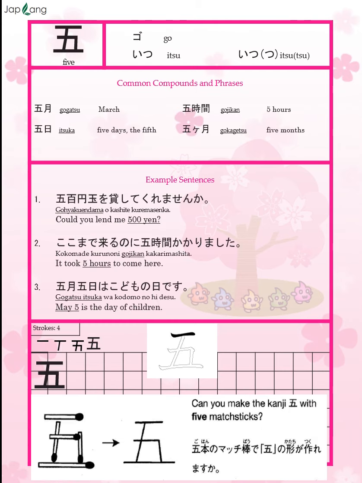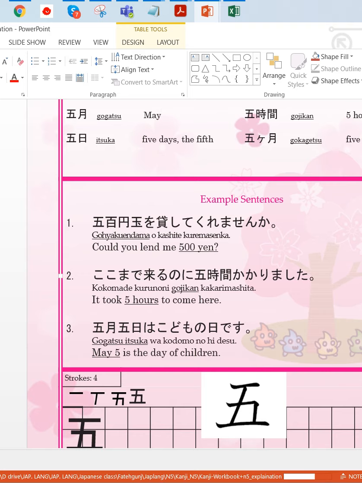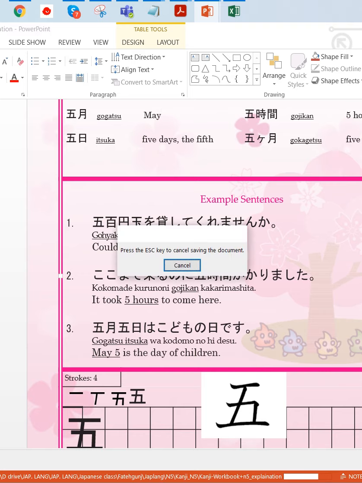Now this is 5, itsutsu in Japanese, and in Chinese we call it go. So gogatsu, you can relate to this. Gogatsu would be May. Gogatsu is May, go is 5. You can relate. Go, the kanji here.